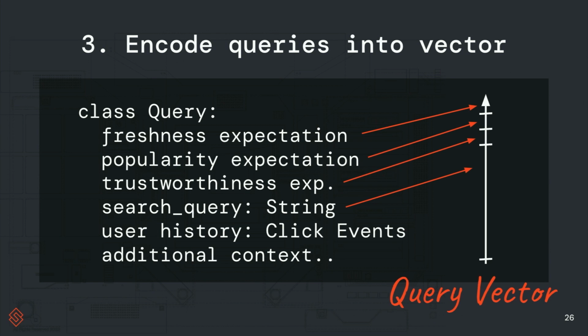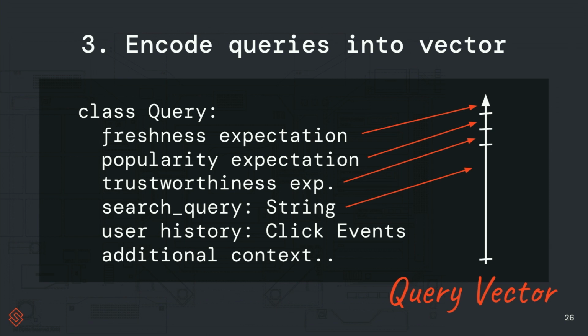And then you have a query, right? And the query has some kind of expectation of freshness and popularity and trustworthiness and the actual query string and maybe the user history, right? The user clicked on some things before, maybe we can use that. So you have some kind of query object that you also have to make a vector out of, and then you match the vectors, right?